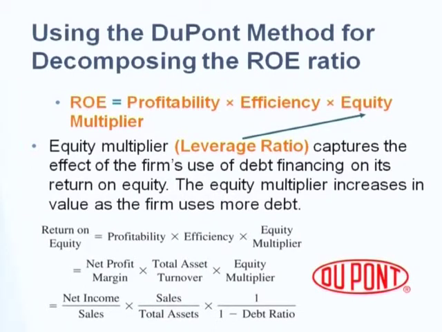So the ways to increase ROE: number one, increase net profit margin. Number two, increase total asset turnover. Or number three, increase the use of leverage. There are three ways to increase ROE using the DuPont analysis. If net income is higher, ROE will be higher. If sales are higher and total assets lower, ROE will also be higher. And if the debt ratio is higher, you use more debt, the denominator will be lower, and ROE will be higher.